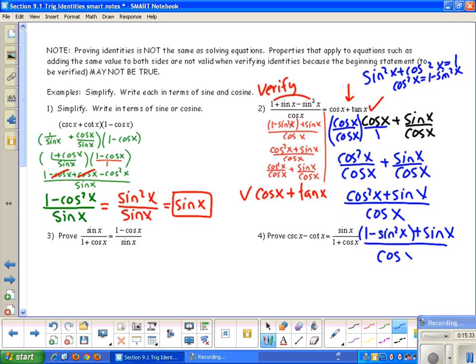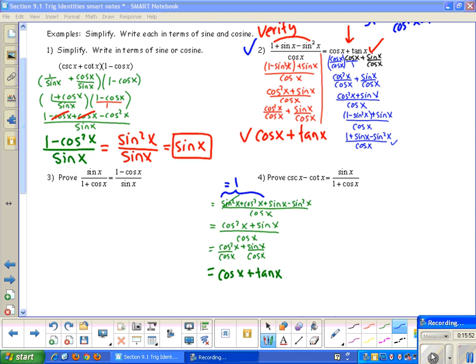Now I have the same thing in my numerator and denominator as on the other side of my equation, but it's not in the same order, so I just need to rewrite it. So 1 plus sine x minus sine squared x over cosine x. Now this side checks out with this side over here. So I did the left side of my equation one more way, which is right down here.